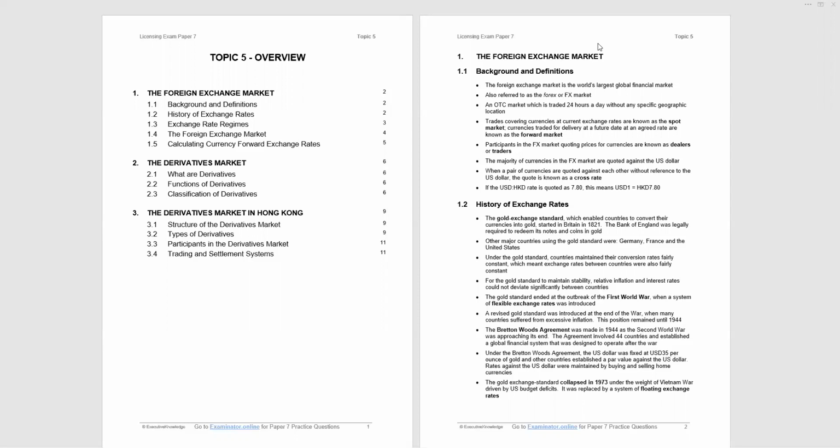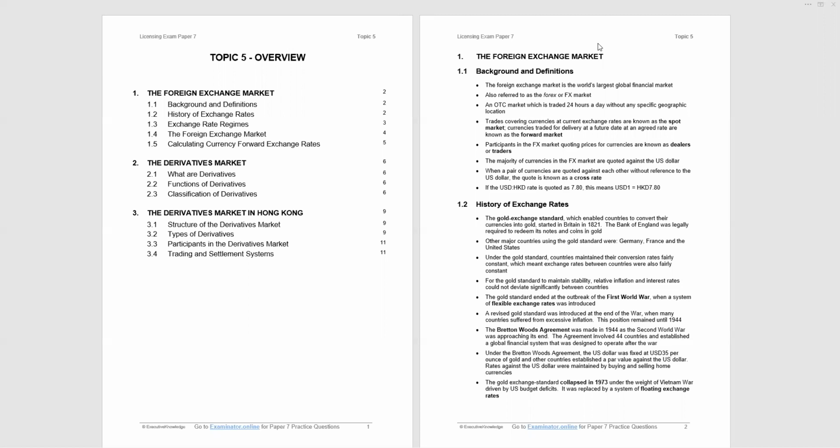The trades covering currencies at current exchange rates are known as being in the spot market. So the spot market involves spot rates, current exchange rates. Whereas currencies traded for delivery at a future date and an agreed rate are known as the forward market. Now the forward market is very important for this exam. There's likely to be at least one question on a calculation of the forward exchange rate, and we cover that at the end of section 1.